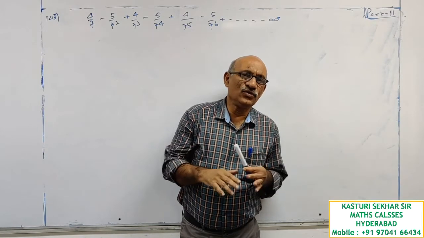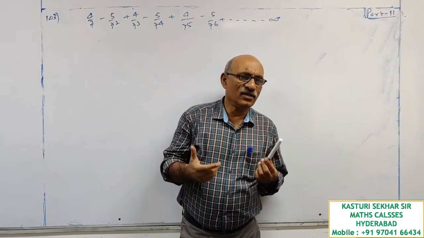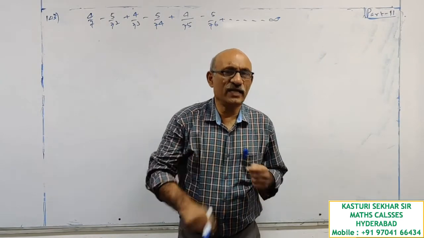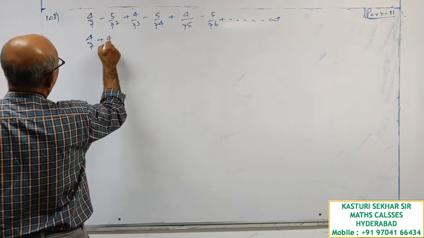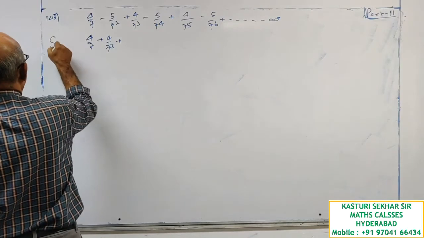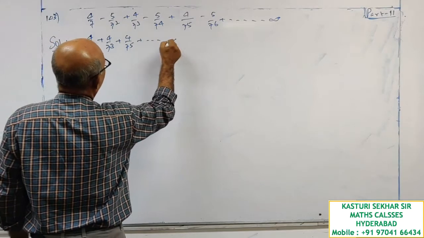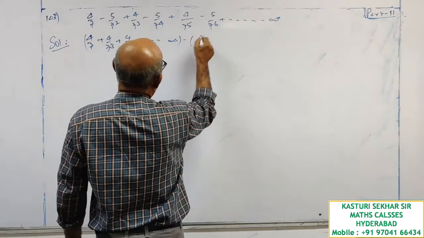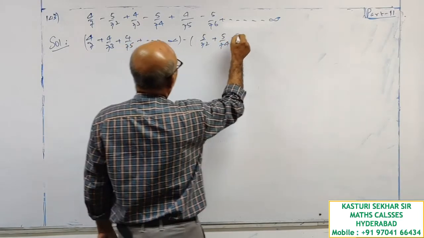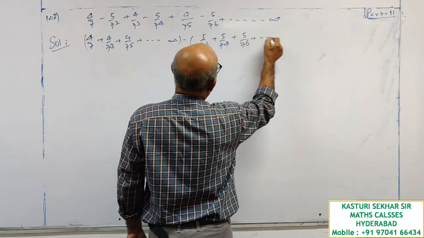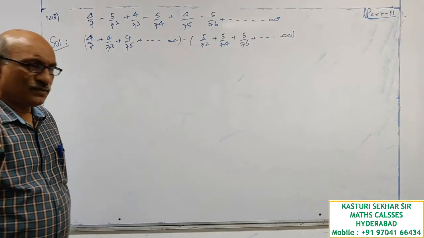I'll take this as two series. First series with the terms which are at odd places, and the second series terms which are at even places. 4 by 7, 4 by 7 cube, 4 by 7 power 5 plus etc. infinity, minus 5 by 7 square plus 5 by 7 power 4, 5 by 7 power 6 etc. infinity. So it is resolved into two series.